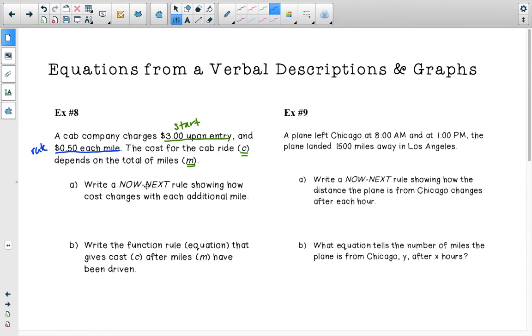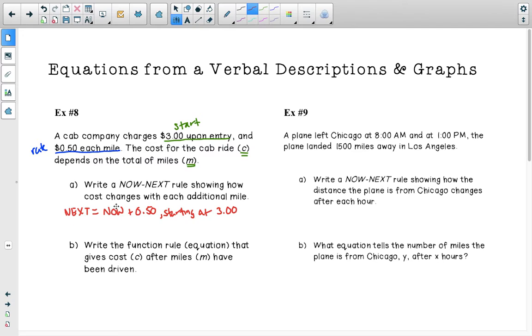So we want to write a now-next rule showing how cost changes with each additional mile. In order to do a now-next, we want to know what our next value is, knowing what our now value is. We know that every mile we're adding 50 cents to it. But we always have to start at $3.